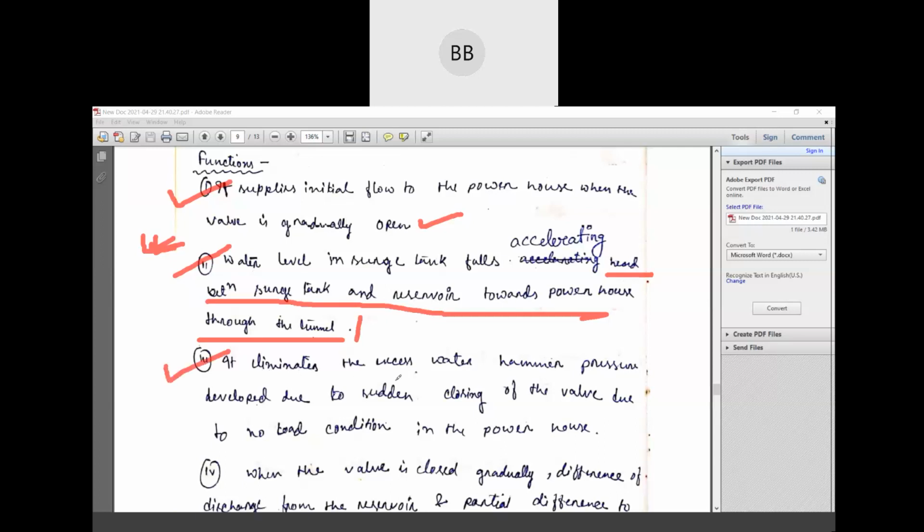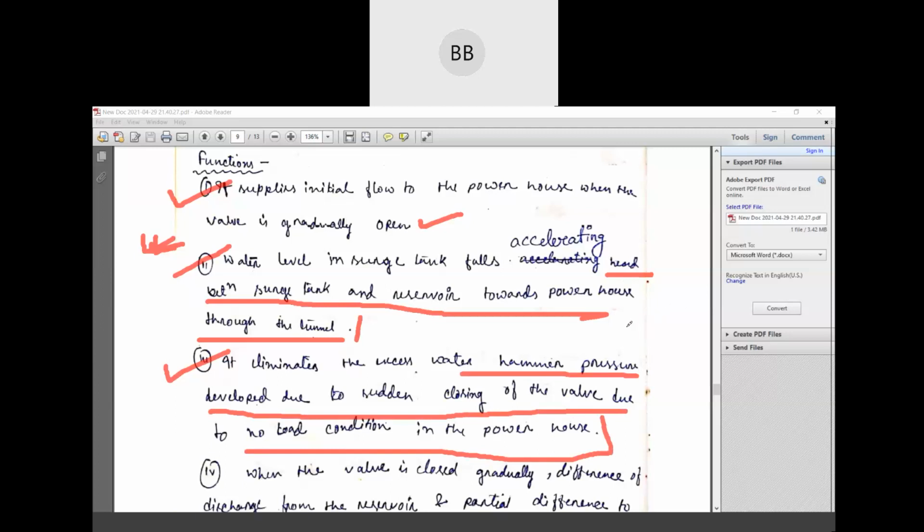Third point, you write it down. It eliminates the excess water hammer pressure developed due to sudden closing of the valve due to no load condition in the powerhouse. When there is no load condition, we are going to close the valve, and because of the closure of the valve, there is a pressure generated that is called water hammer pressure. To release that pressure we use surge tank.